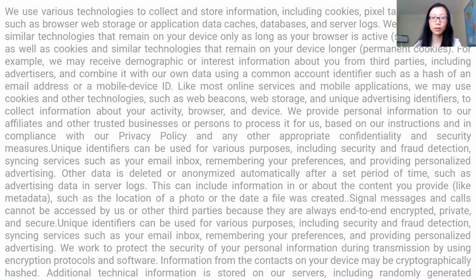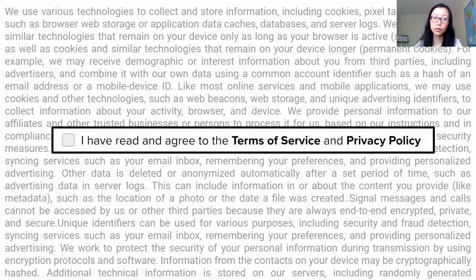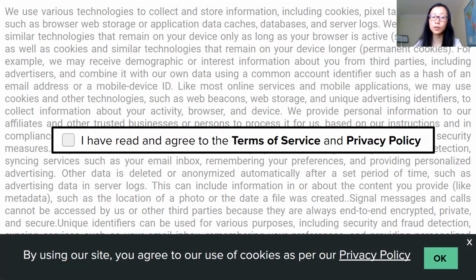So if you've been around on the internet, you've probably seen something like this, right? Huge blocks of text with a lot of words that you definitely have read. And you've probably checked a box or 10 that looks something like this, saying you've read and agreed to the terms of service and privacy policy. Or you may have also seen pop-ups that look something like this, right? By using our site, you agree to our use of cookies as per our privacy policy. And this kind of pop-up legally implies consent if you continue browsing on the website.